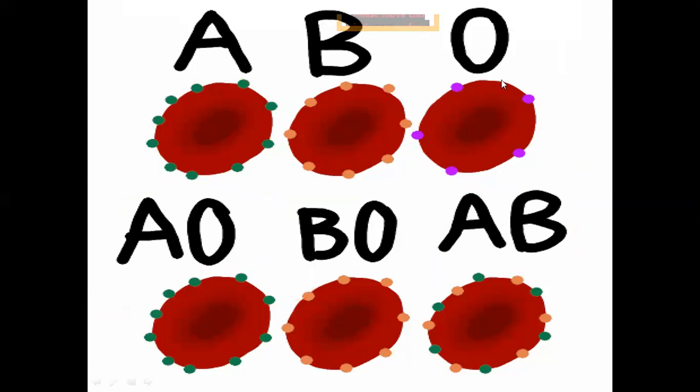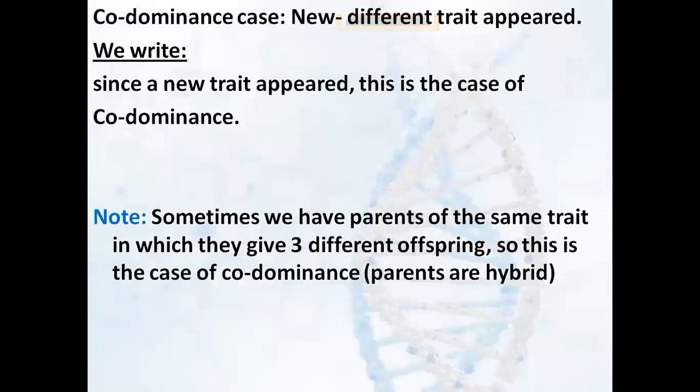So till now, we covered three different cases. You have to study this and you don't have to confuse them. You have to study dominance, whenever one allele is dominant over the other; intermediate dominance, whenever we have a color which is intermediate in the middle between the two colors; and the third case is codominance, where both alleles are dominant and both of them are expressed. So in codominance, a new different trait appeared. So since a new trait appeared, this is the case of codominance.